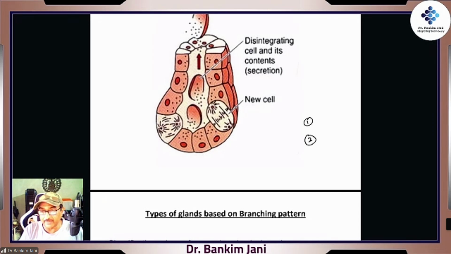The first classification was based on the type of secretions, right? What secretion? In which we say mucous, serous, and mixed. And then we said the mode of secretion. Correct. So merocrine, apocrine, and holocrine. So these are the two classifications.